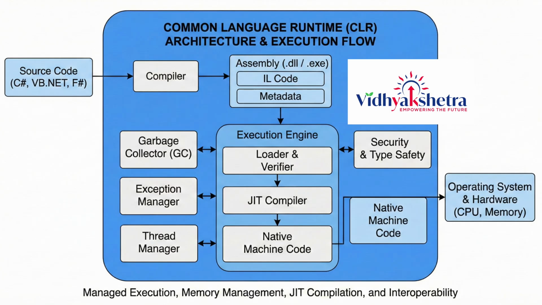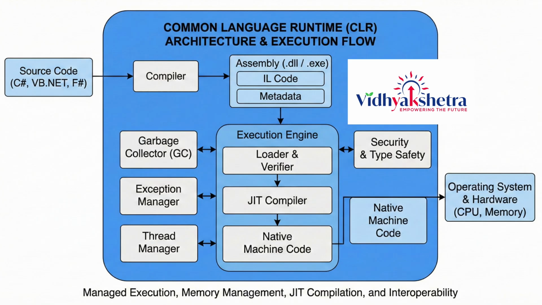When source code is written in a .NET language, it is not compiled directly into machine code. Instead, the language compiler converts it into intermediate language, also known as IL or MSIL. This IL is a CPU-independent instruction set. Along with IL, the compiler generates metadata that describes the structure of the program, including types, methods, fields, and references. Both IL and metadata are stored inside an assembly.